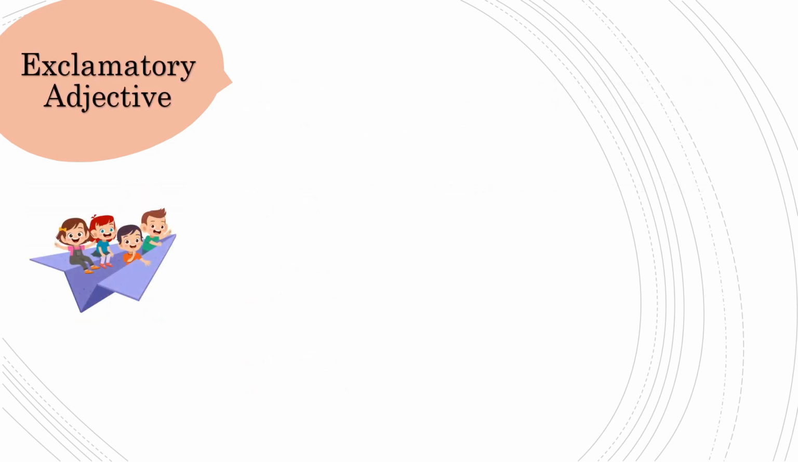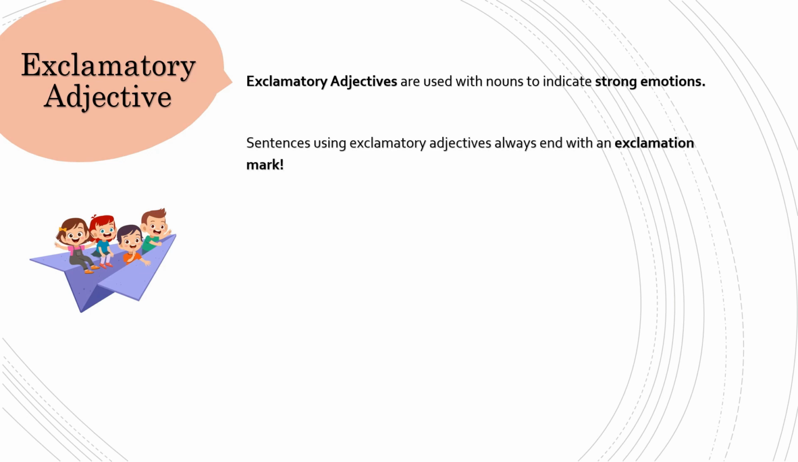Exclamatory adjective. Exclamatory adjectives are used with nouns to indicate strong emotions. Sentences using exclamatory adjectives always end with an exclamation mark. The two most common exclamatory adjectives are what and how.